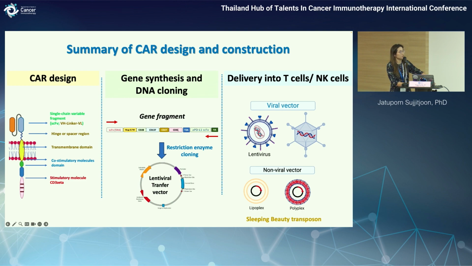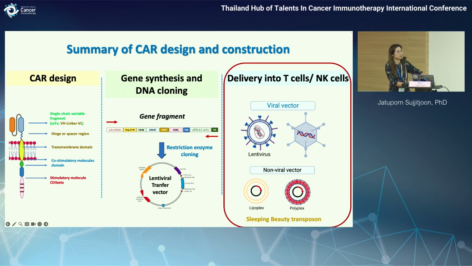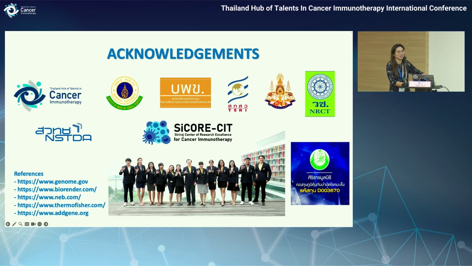So after we have the CAR construct, the later step to produce CAR T cells is how to deliver the CAR into the T cells or NK cells. Normally we use a viral vector, but nowadays the non-viral vector is coming very fast. So the next section will be described by our next speaker, about the delivery system, how to produce CAR T. So I would like to end with this slide.